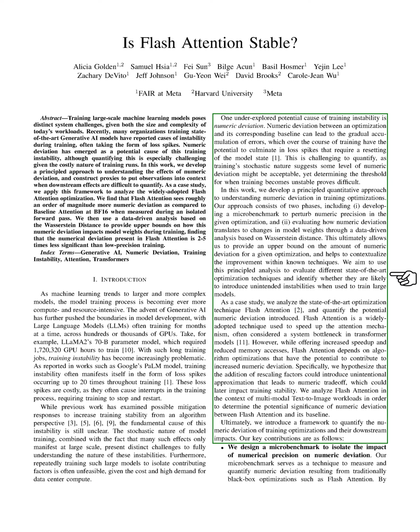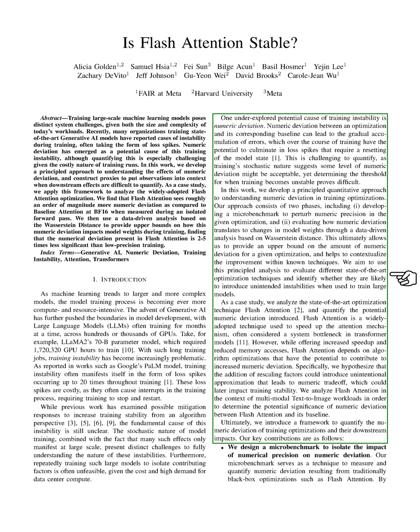One lesser explored factor that could contribute to training instability is numeric deviation. Discrepancies in numerical values between an optimization and its baseline can lead to errors accumulating over time, potentially resulting in loss spikes that necessitate resetting the model state. Quantifying this phenomenon is challenging due to the stochastic nature of training, which implies that some level of numeric deviation may be tolerable. However, determining the threshold at which training becomes unstable is a complex task.